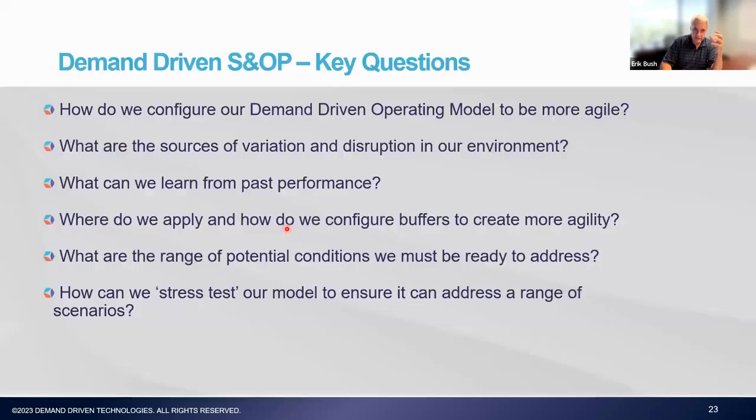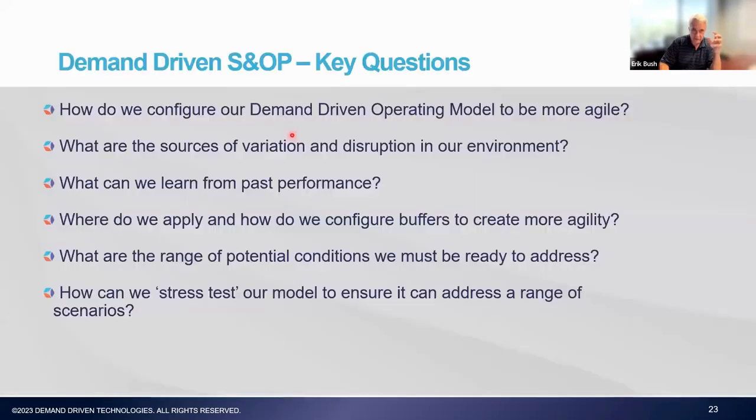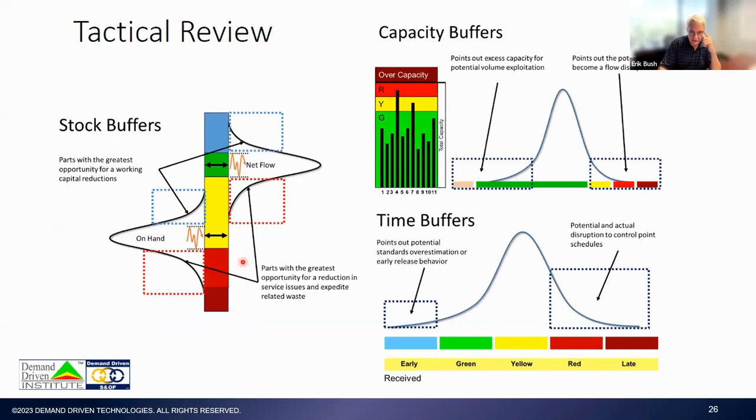And this all goes back to this idea of model configuration with DDS&OP, right? We're looking for how to create that agility, because if part of why we're not seeing adequate service levels, most likely it's because we don't have proper coverage for the variation that we're experiencing on those stock items that we're trying to maintain. So we see improvement opportunities to reduce our working capital. We see improvement opportunities to address service level exposures, and we focus on gaining that agility through these stock buffers.